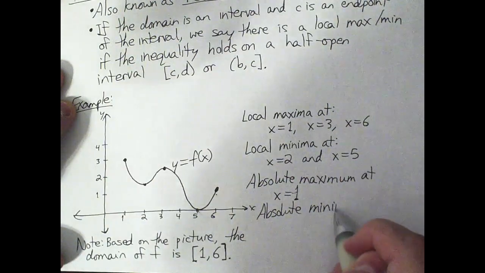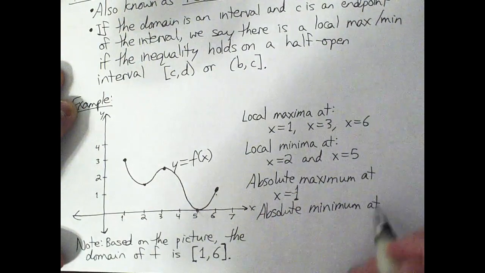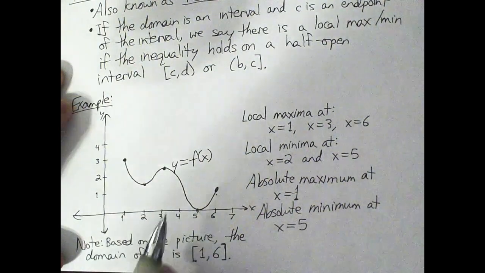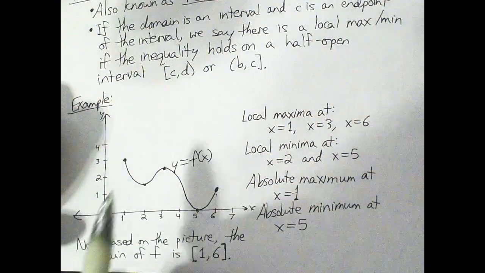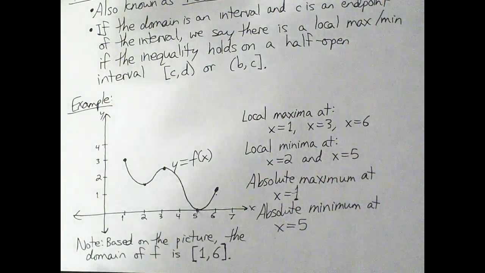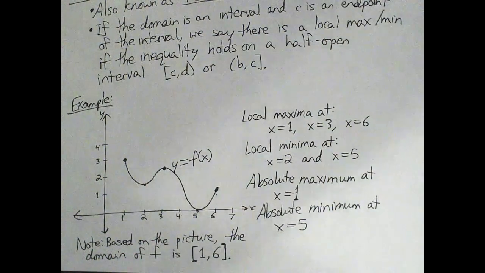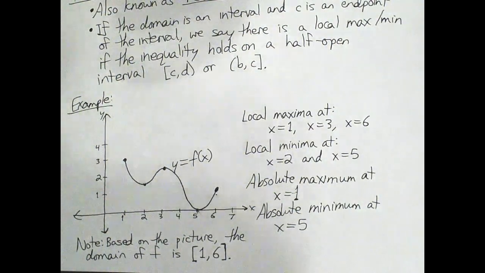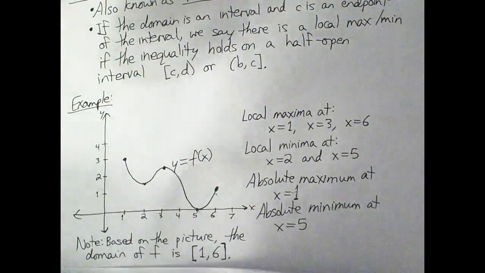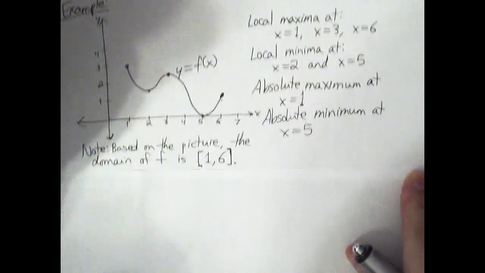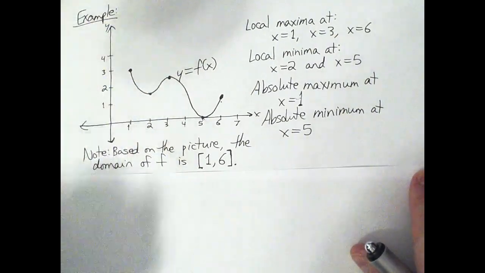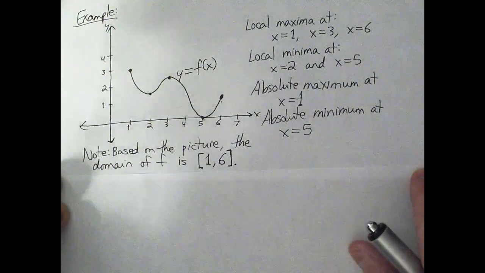Absolute minimum at x equals 5. That's the lowest point on the graph. And there's nowhere else on the graph that gets that low or lower. So in that example and that discussion, we were mostly interested in the x coordinates of where these things happen. What about the y coordinates?